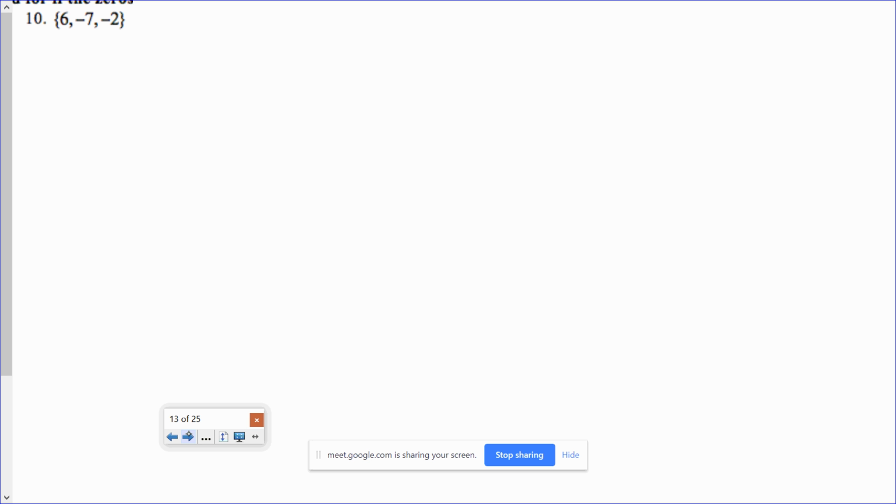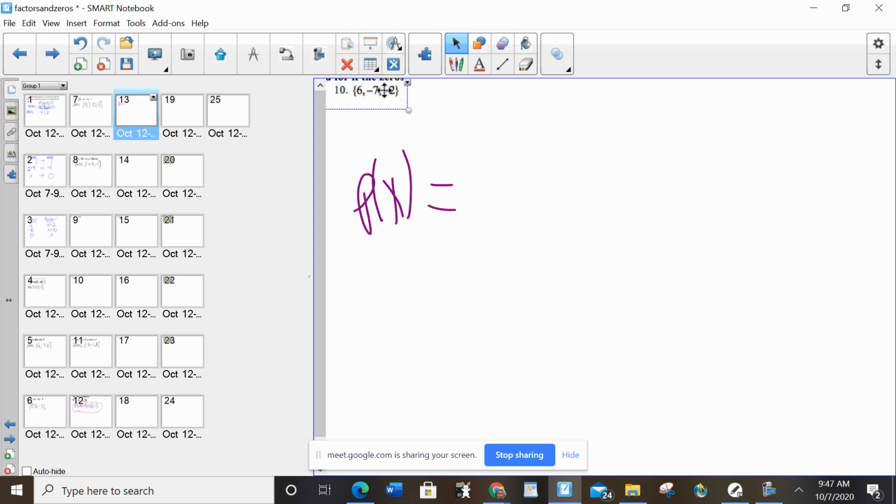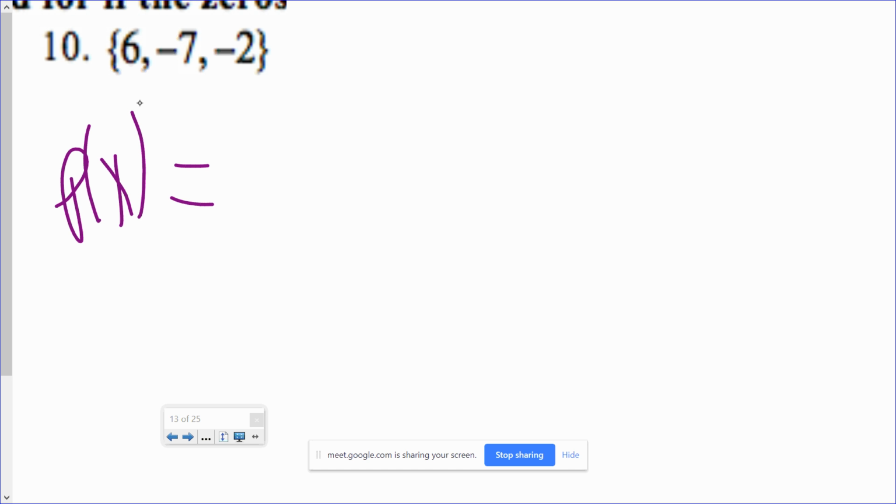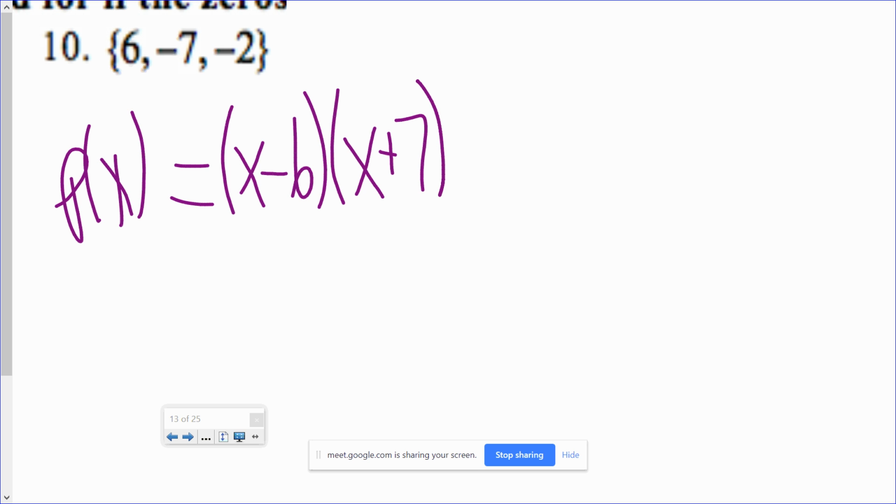Let's try number 10. I want my equation, so I do p of x equals, and I need to list the factors. And again, the big connection that you need to make is if I know the zeros, I know the factors, and vice versa. If I know the factors, I know the zeros. So if 6 is a 0, then x minus 6 is a factor. If negative 7 is a 0, then x plus 7 is a factor. If negative 2 is a 0, then x plus 2 is a factor.